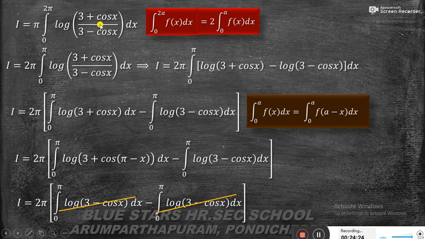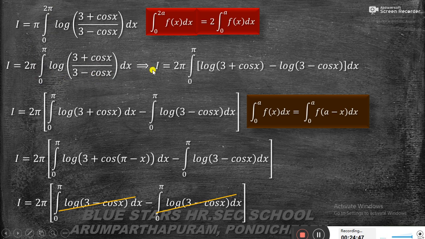Here we apply this property: integral 0 to 2a of f of x dx equals 2 times the integral 0 to a of f of x dx. So here 0 to 2 pi becomes 2 times the integral 0 to pi of log of (3 plus cos x) by (3 minus cos x) into dx.